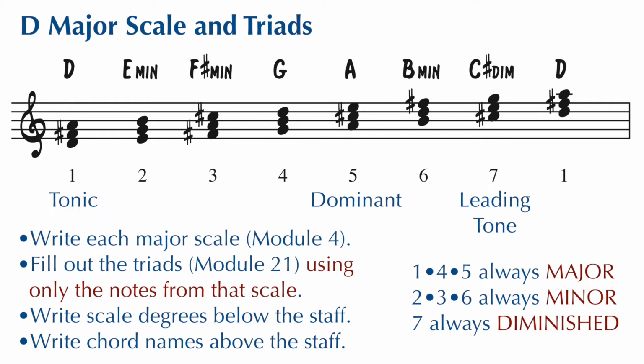That'll be D major, E minor, F sharp minor, G major, A major, B minor, C sharp diminished, and D major again.